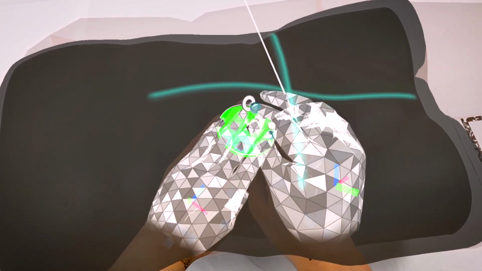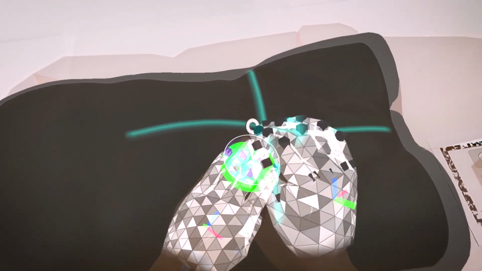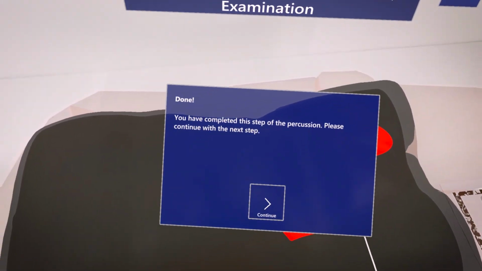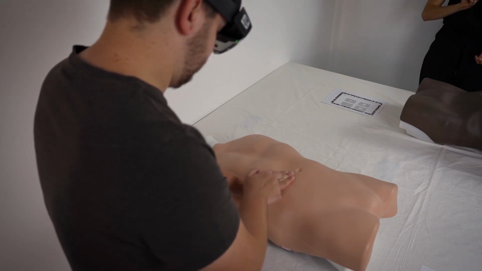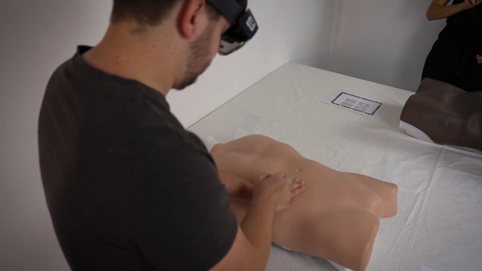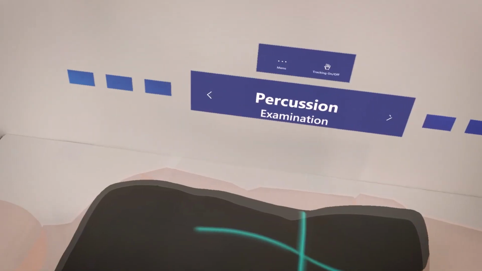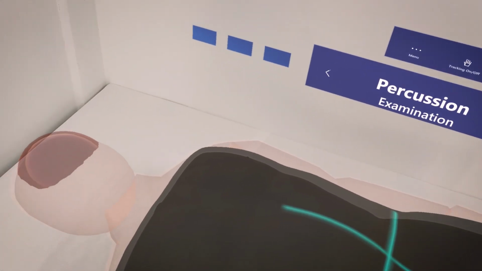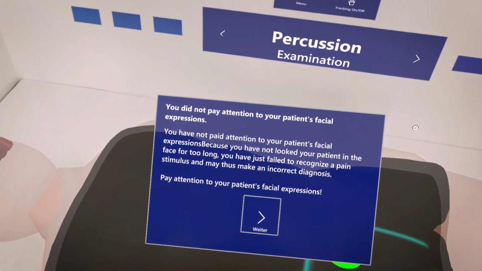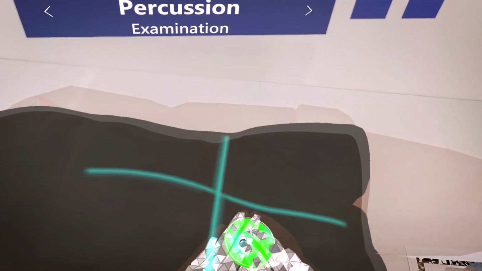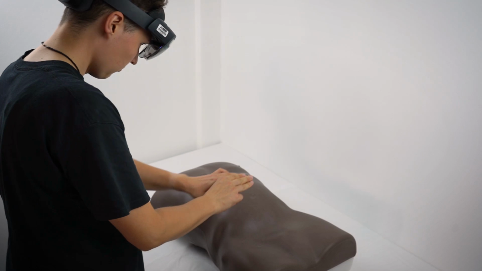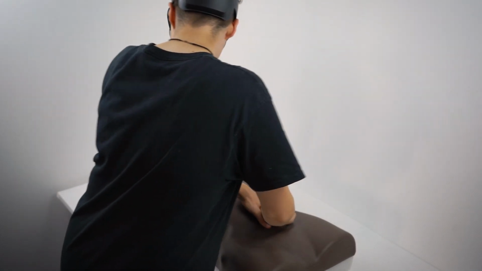After listening, light tapping is used to identify points of pain as well as organ changes. It is very important to pay regular attention to the patient's facial expression to identify signs of pain. This is supported by gaze target, which requires the user to look at the patient's face at least once every 10 seconds, otherwise, a warning is displayed. This is also particularly important when palpating the abdomen.